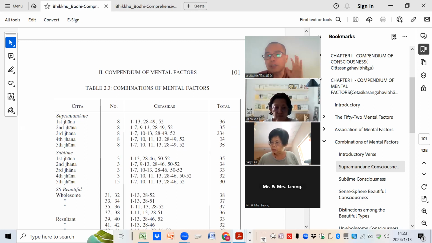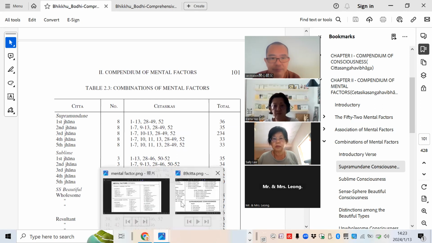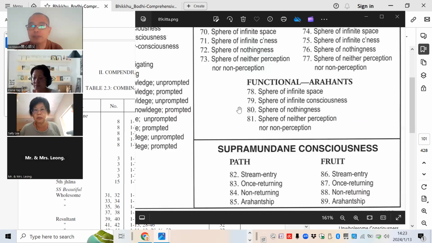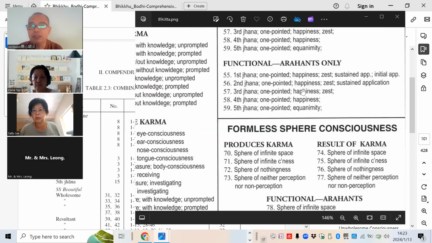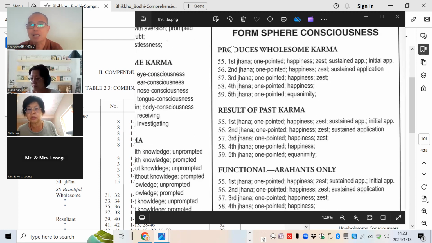Okay, so differences of the jhana. What are the differences between the jhana? So class, let's come back to this diagram. Here, we are able to see the differences between the jhana. So class, see, here are the jhana, 56 to 59. In the first jhana, we see one-pointedness, happiness, zest, sustained application, and initial application.